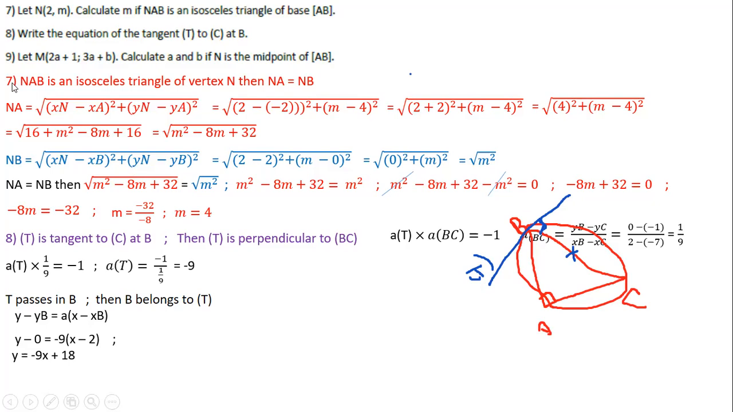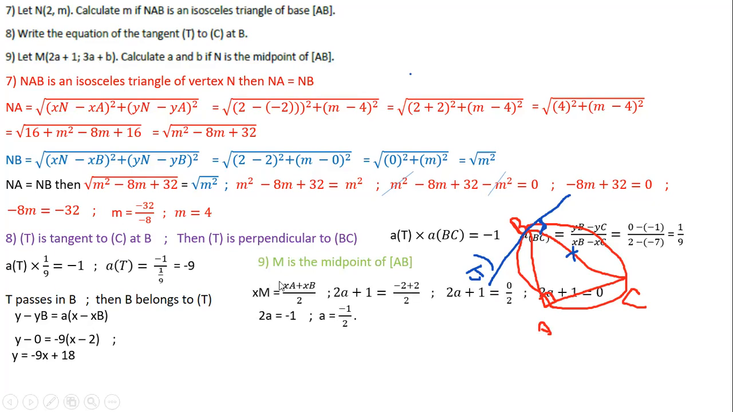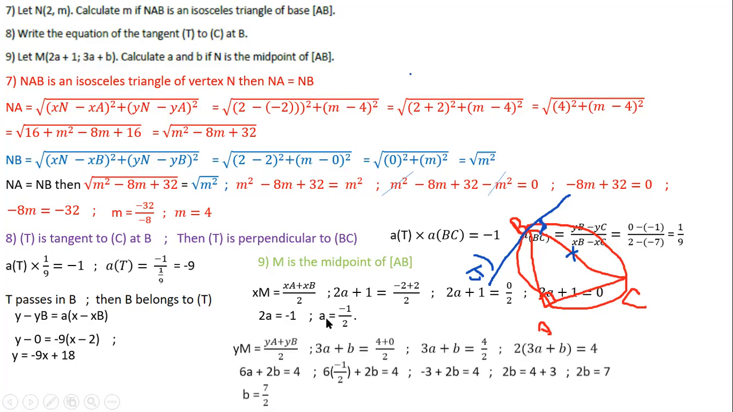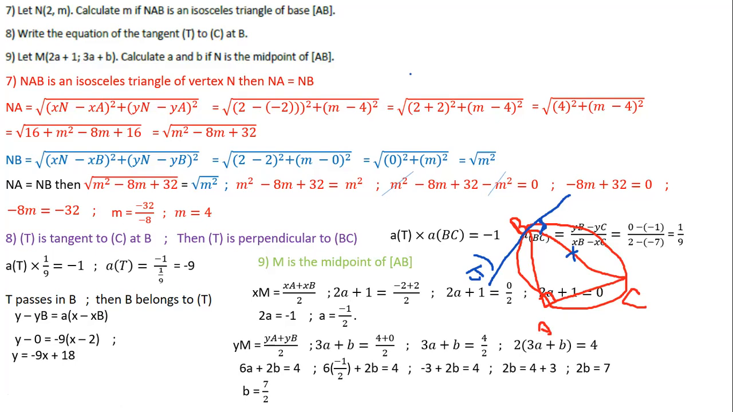Now in the final part, let M have coordinates 2a plus 1 and 3a plus b. Calculate a and b. I should find what a and b are for M if M is the midpoint of AB. Since M is the midpoint of AB, we have the rule XM is equal to XA plus XB over 2. We replace and we calculate a. For YM, we calculate b.